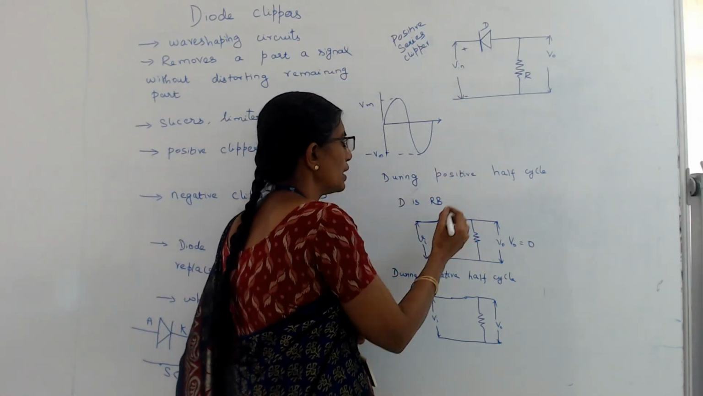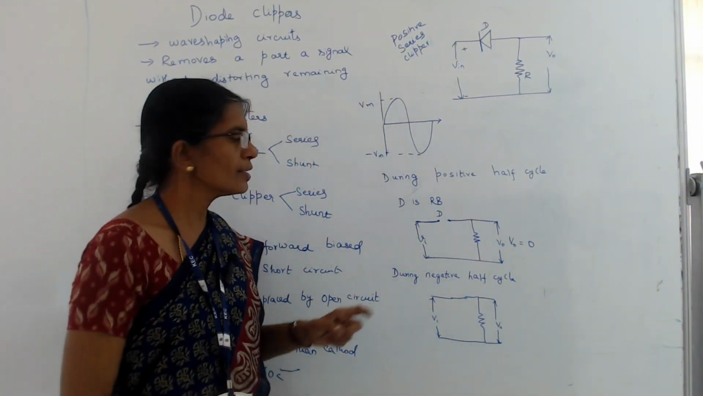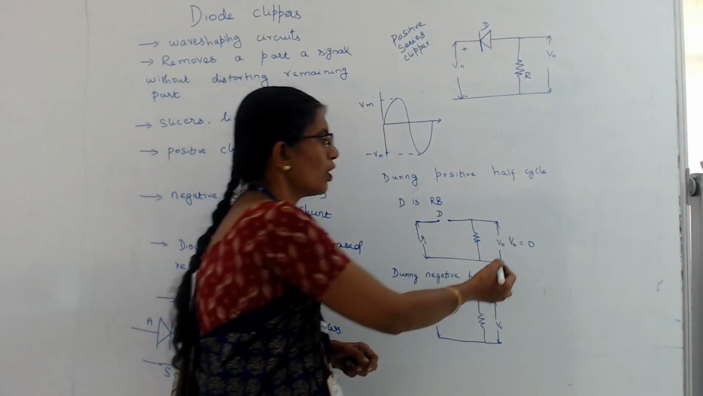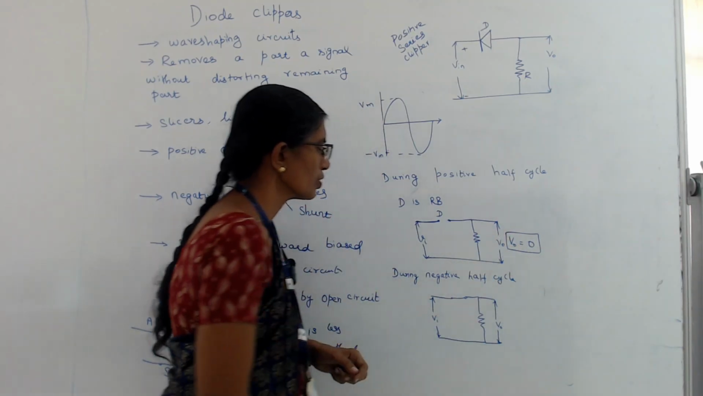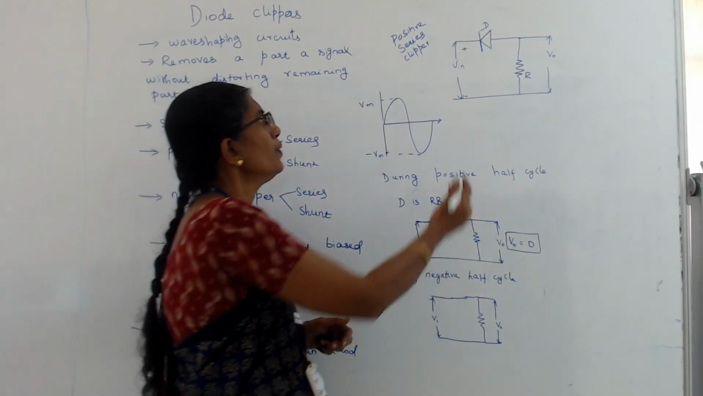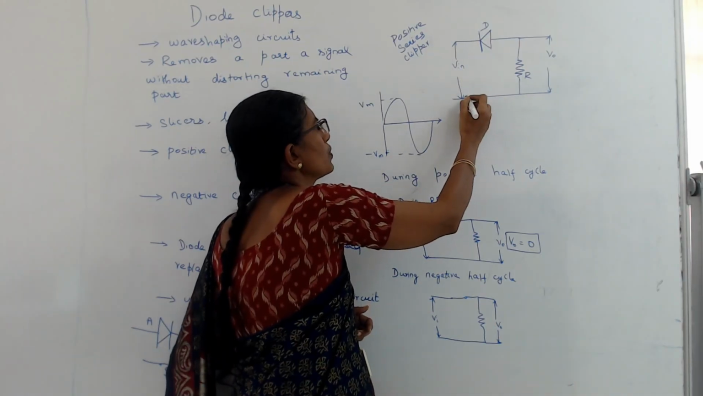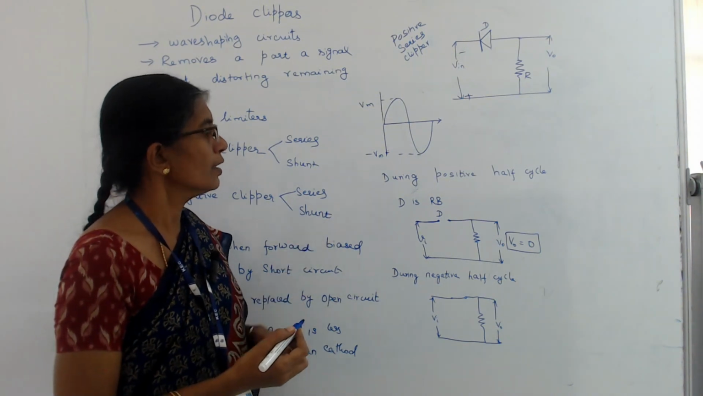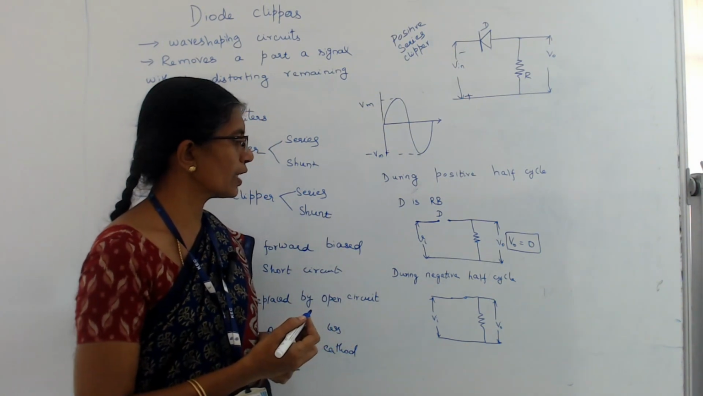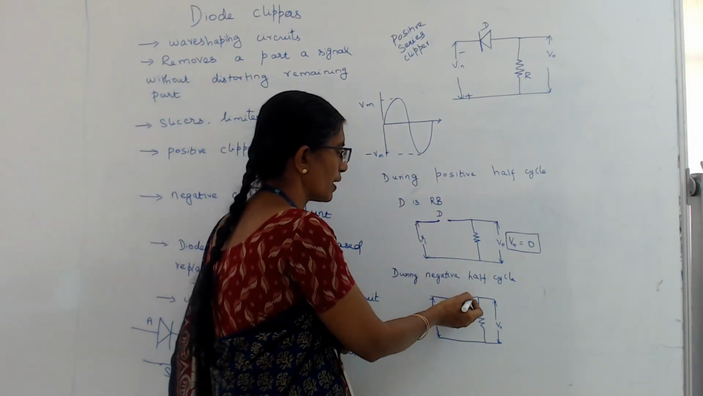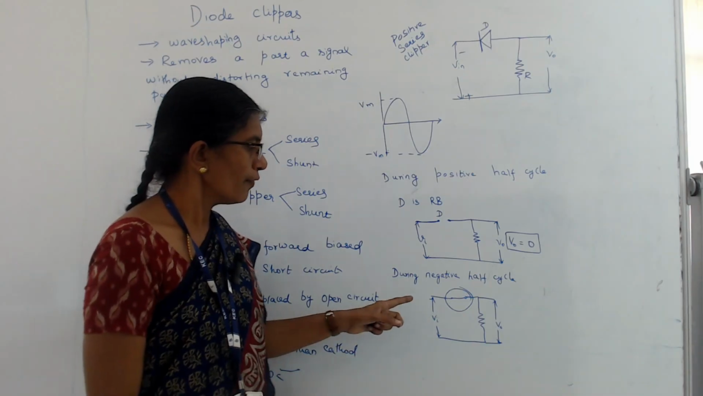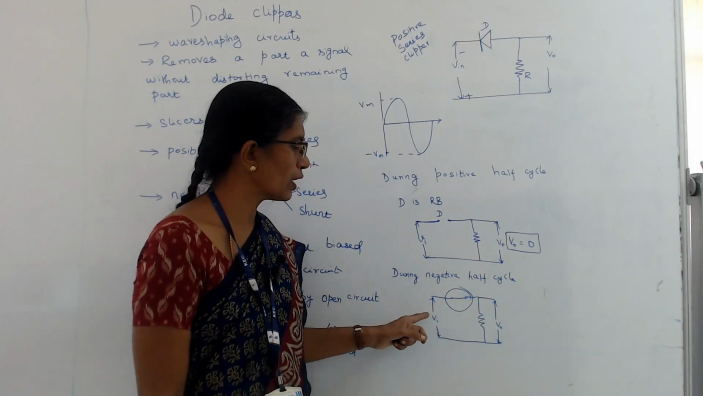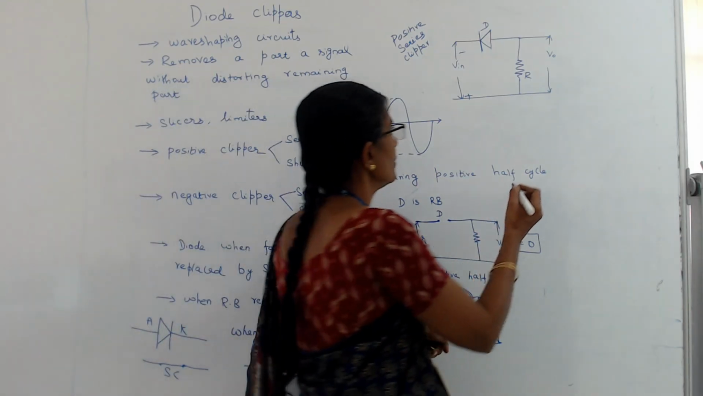The diode D is replaced by an open circuit. Since there is an open circuit, there will be no current flow through the circuit, and hence V0 will be equal to 0. During the negative half cycle, the anode is positive and the cathode is negative. So the anode is more positive compared to the cathode, and hence the diode is forward biased. In the case of forward biasing, the diode is replaced by a short circuit. When we write KVL, we can write that V0 will be equal to Vi.